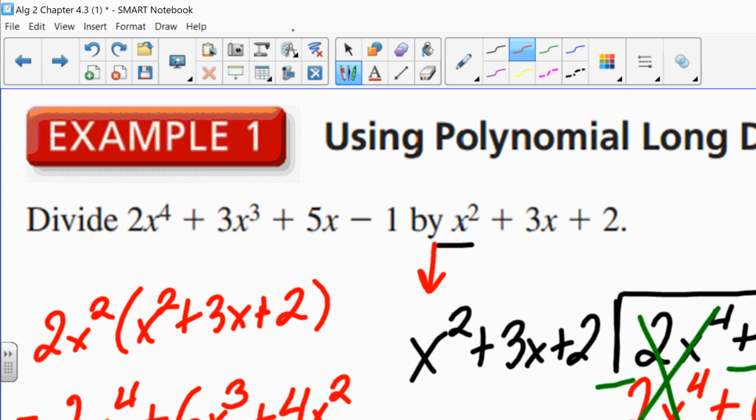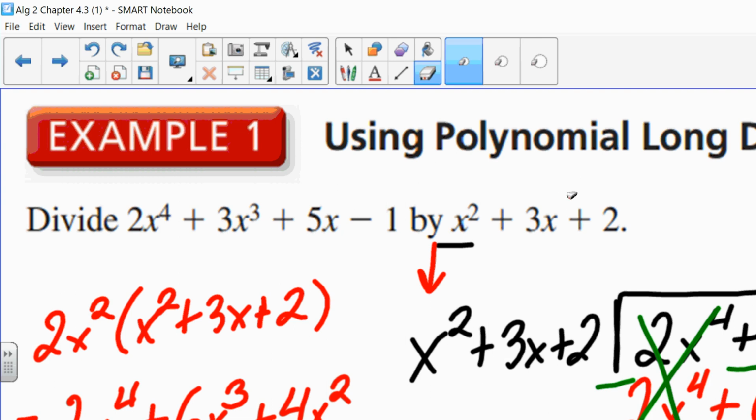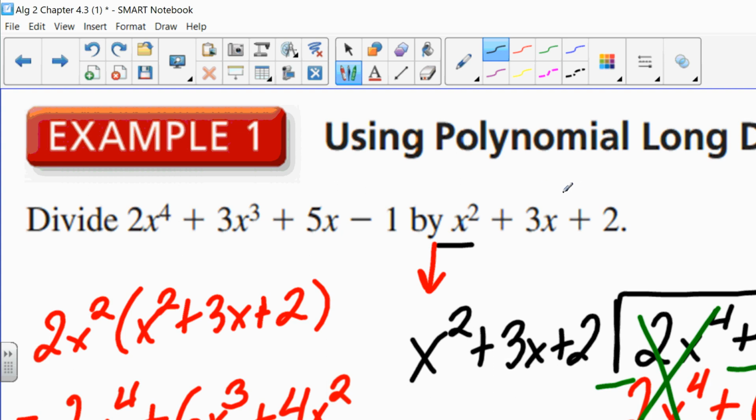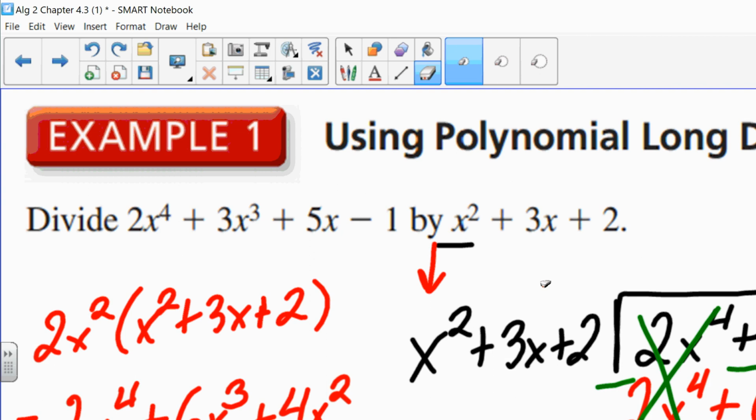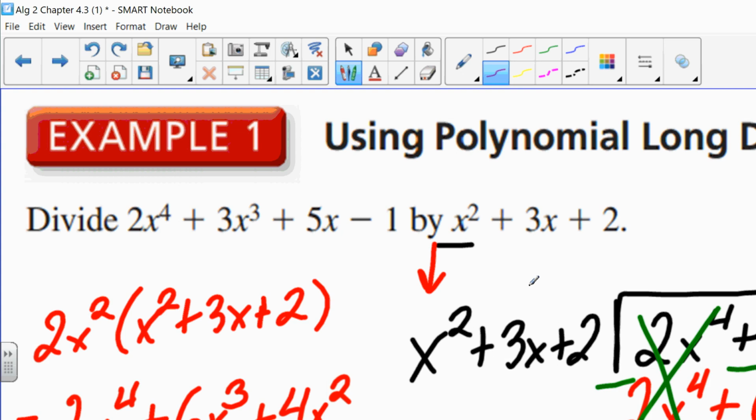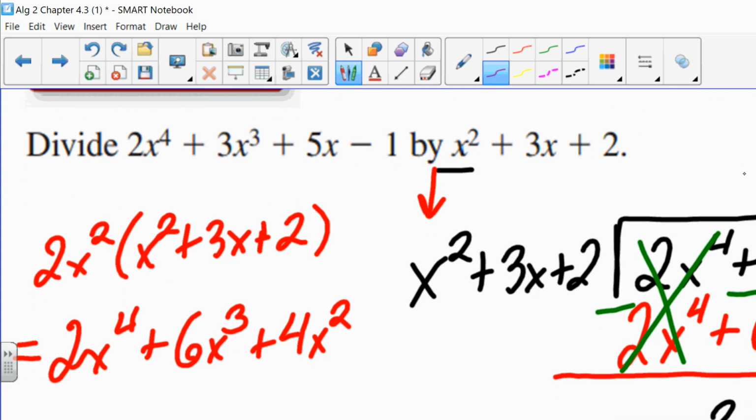Yes. Thank you. I wrote down part of the problem. Plus 5x minus 1. There we go. You know Spanish? No.